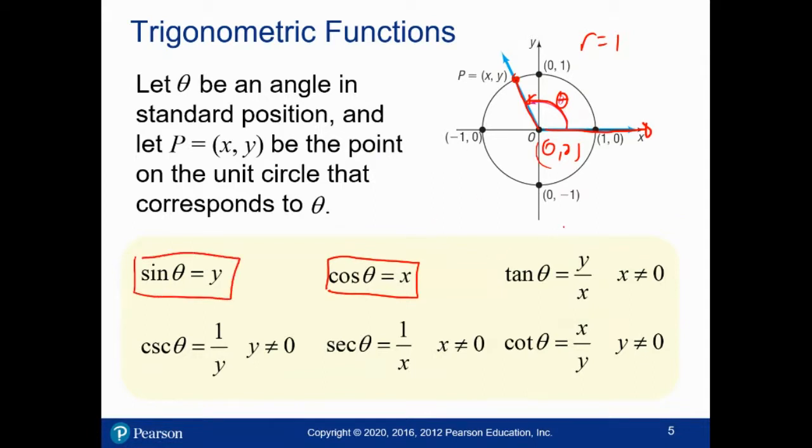The tangent is the y over the x, which you can also write as sine theta over cos theta. The cosecant is 1 over y, which you can write as 1 over sine theta. The secant is 1 over x, which is also 1 over cos theta. The cotangent is x over y, which you can also consider to be cosine of theta over the sine of theta. So this is all stuff we introduced in the last section.